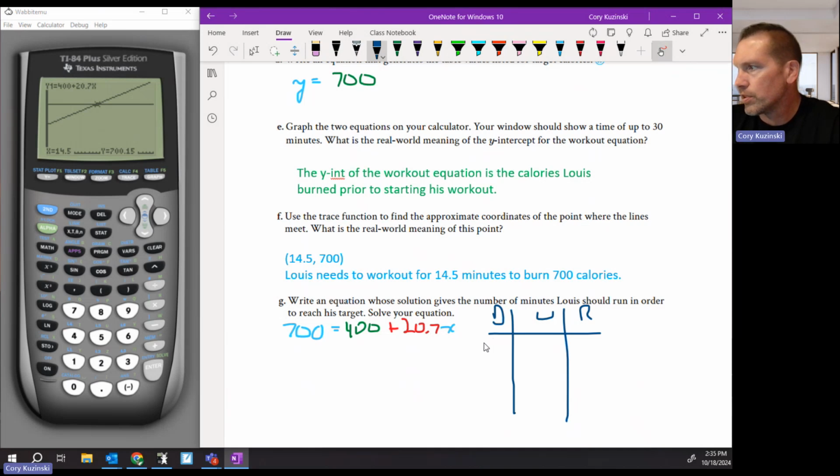We're going to pick x. We're going to multiply it by 20.7, and then we're going to add 400. The result is 700. To undo these things, I'm going to subtract 400, and then we're going to divide by 20.7. Just those two things, and that should get us an answer here.